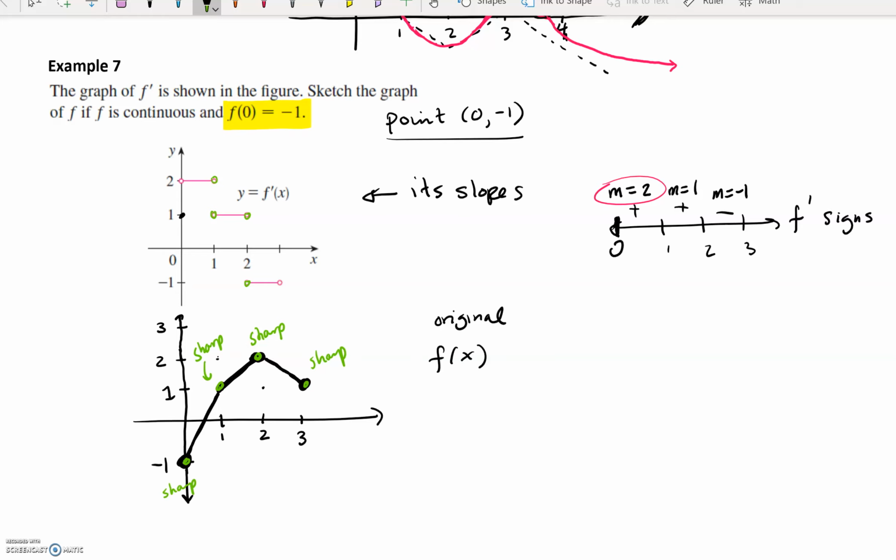So my original function must have been consisting of a bunch of lines to give me this derivative above it that consists of slopes that are constants between certain intervals.